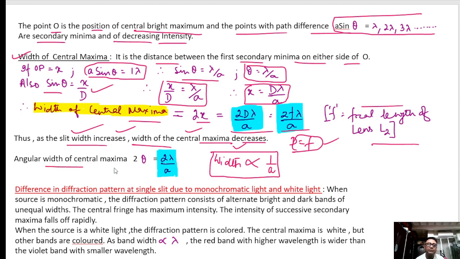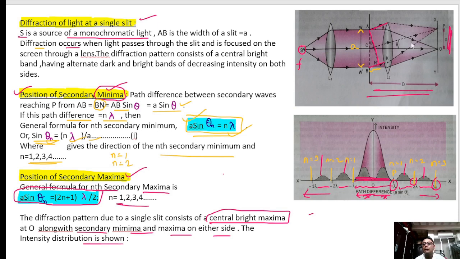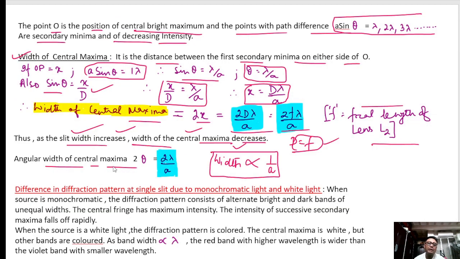Now the angular width of the central maxima will be 2 theta. As you can see here, this is the angular width, this is the angle, which is x by d. So we can tell this as the angular width of the central maxima, 2 theta. Now theta is equal to lambda by a, so 2 theta equals 2 lambda by a. This is the angular width of the central maxima. Please note these formulas, very important: 2d lambda by a is the width and 2 lambda by a is the angular width of the central maxima.